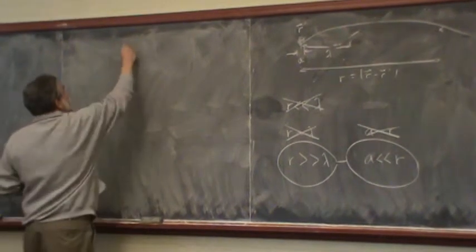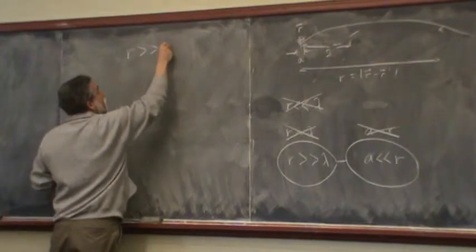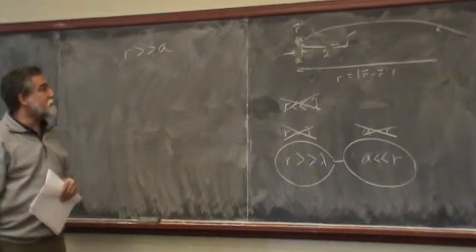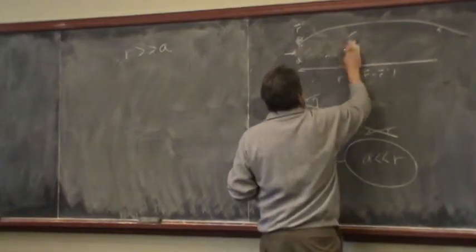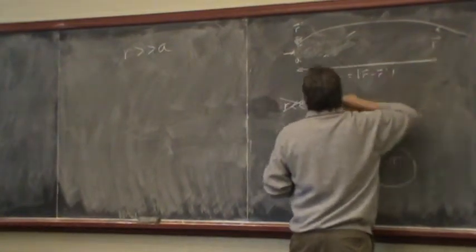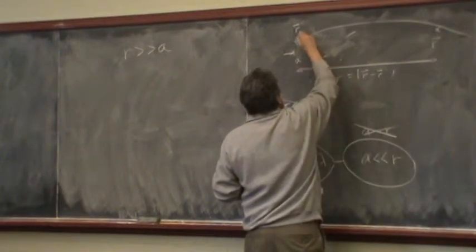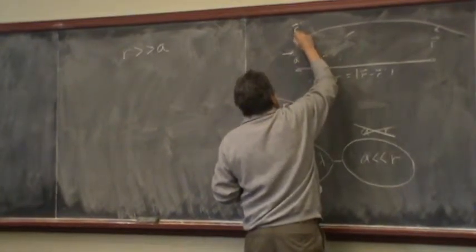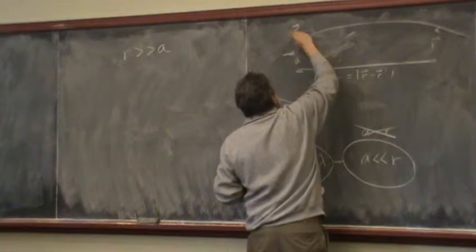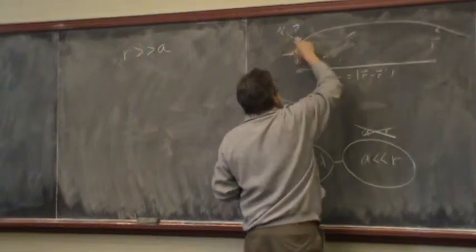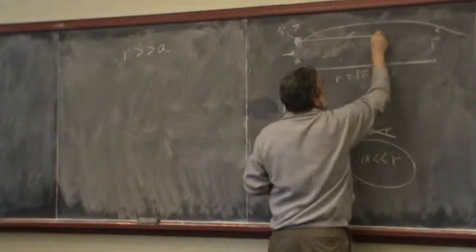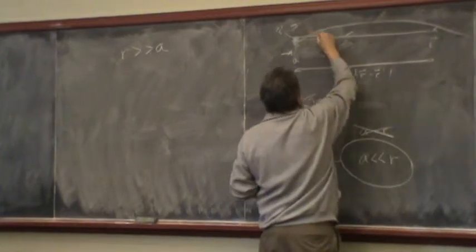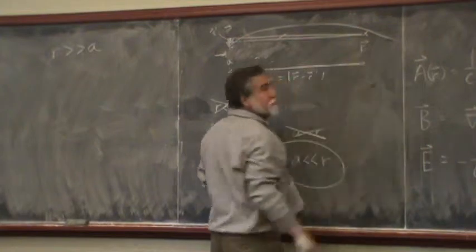If R is much, much greater than A, the size of the system, then when I make an observation, this is out at my R here, R prime there. This is my vector R prime. R prime is in there. I know that distance to the center of the distribution, and then I need to know that distance.